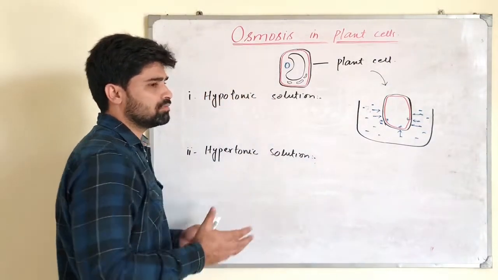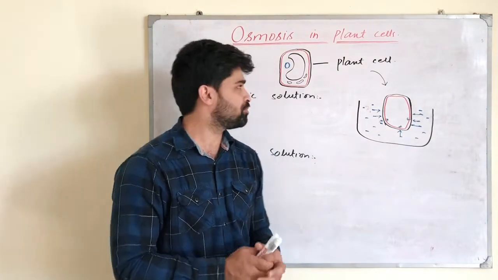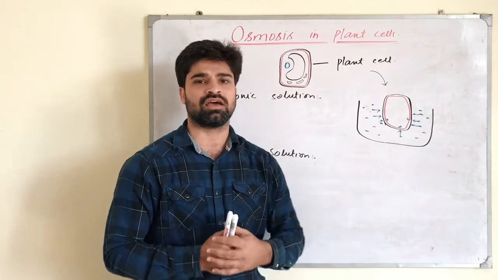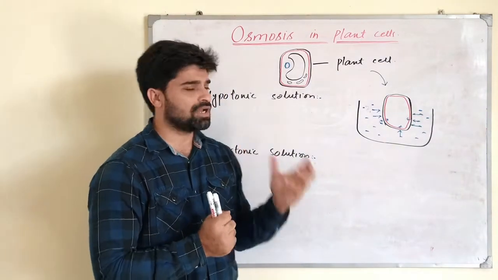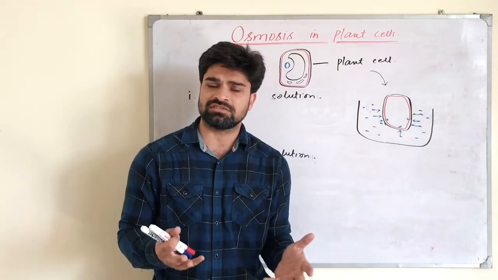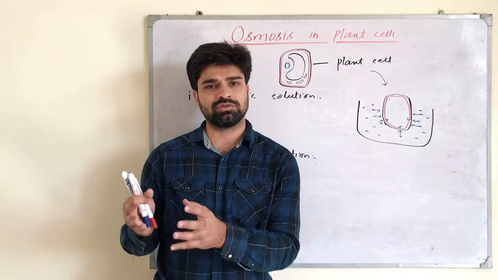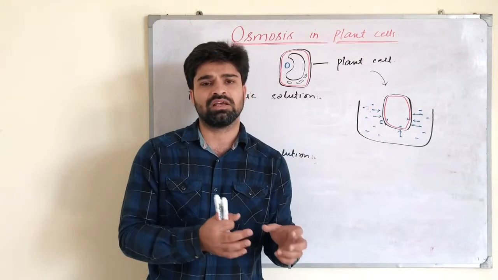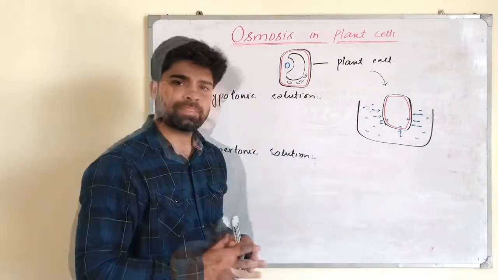Okay, my dear students, what will happen if we place that plant cell in an isotonic solution? Yes, you're right, there will be no change in the plant cell, because both the solution and the plant cell have the water potential at equilibrium.